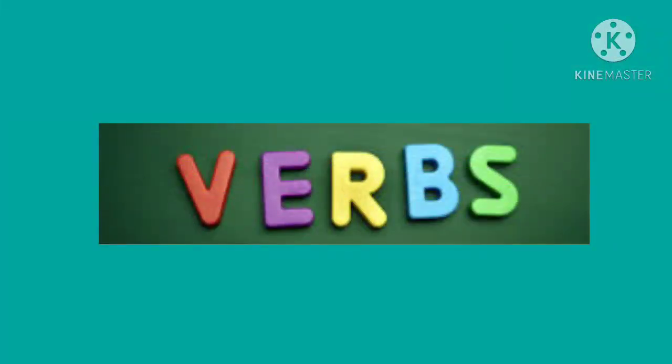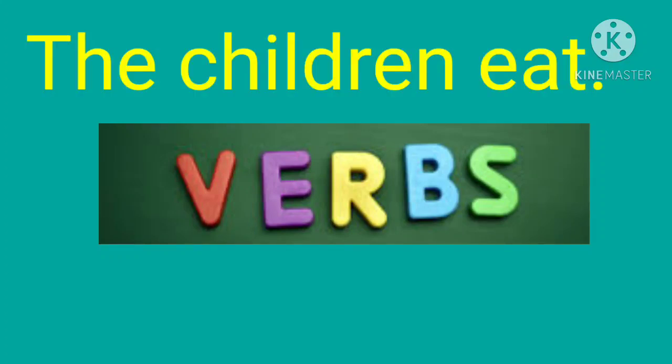Students, some verbs have objects after them. Just see one example. The children eat. If I write the children eat, here in this sentence, you don't know what the children eat. Definitely you want to know what children eat. And this sentence is incomplete, because eat is a verb, right? But it should be followed by some word to make complete sense.